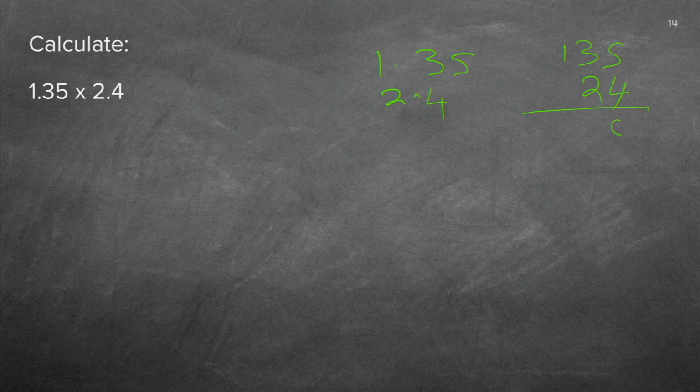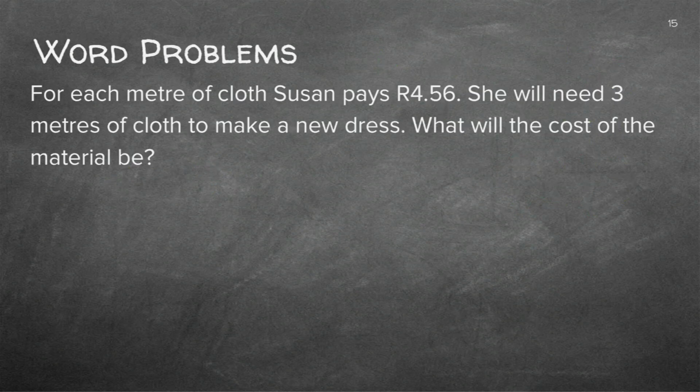And let's work this out quickly. Am I correct? I think this is right. So we've got 1, 2, 3 decimals, 1, 2, 3. So our answer will be 3.24.